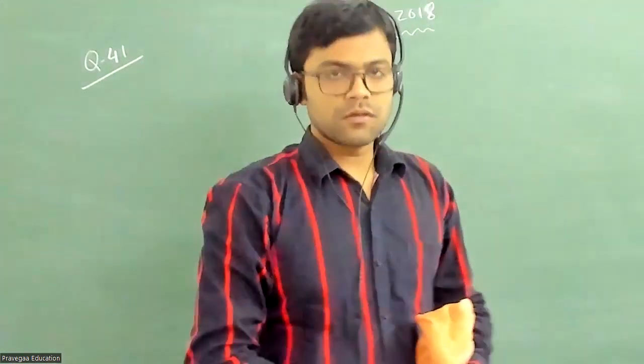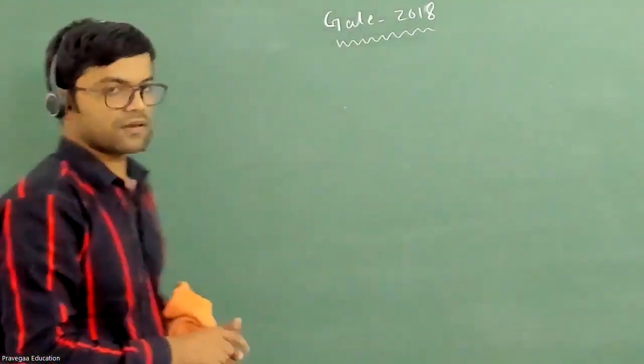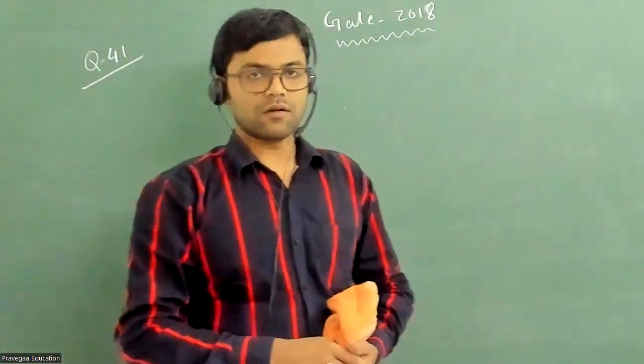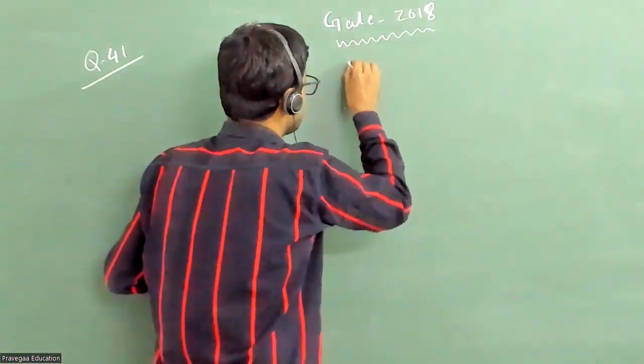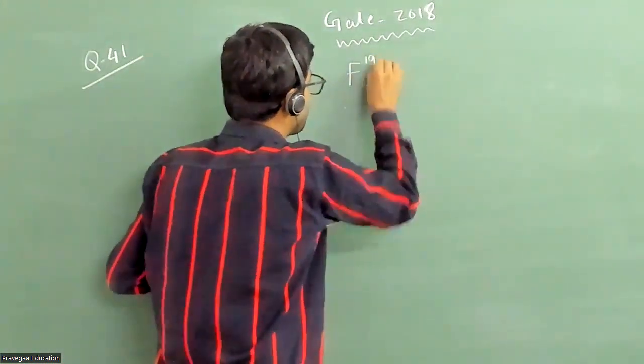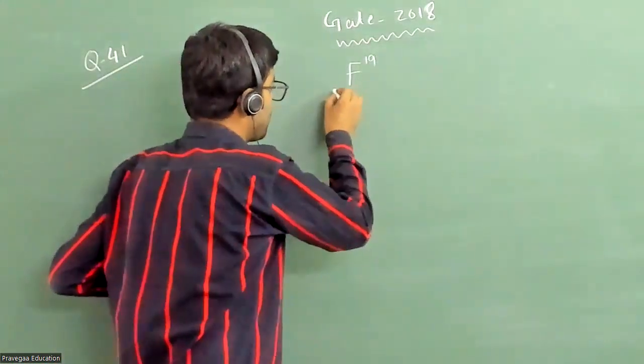Well, so let us solve a question from GATE 2018. That question number is 41, and this is basically from nuclear physics. The question is: given a fluorine nucleus having mass number 19, and obviously the proton number or atomic number will be 9.